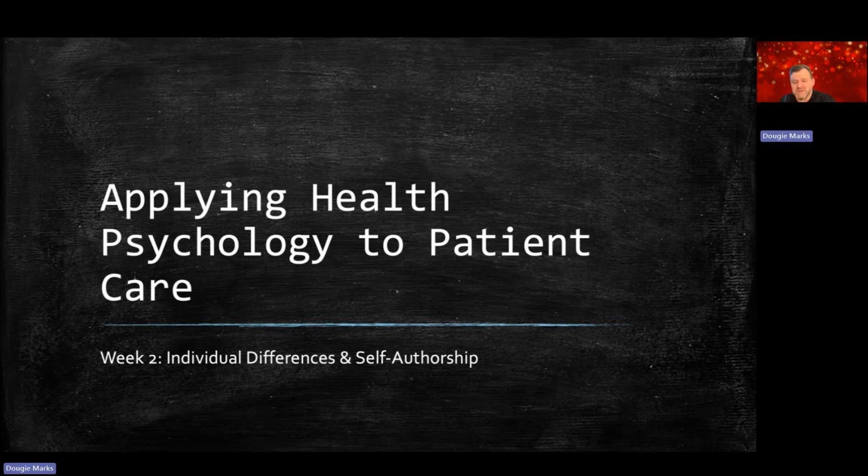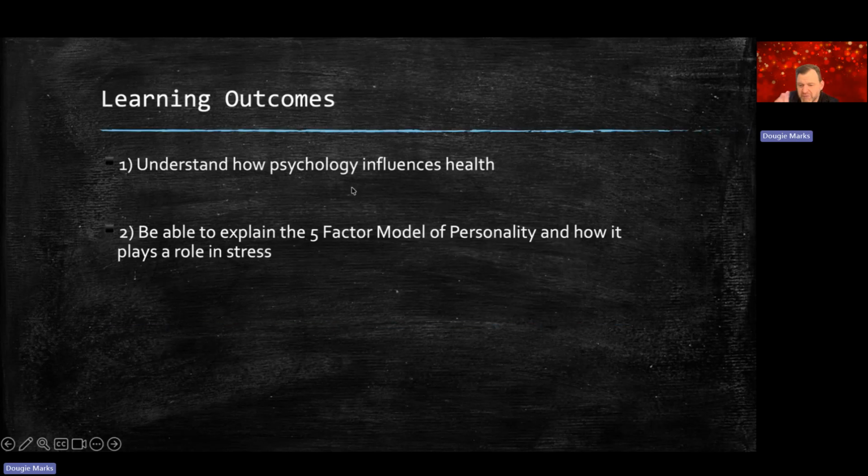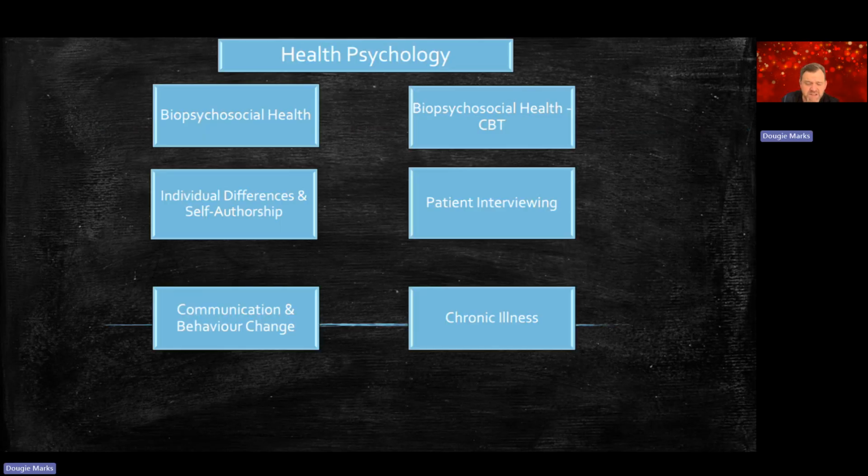What we're going to do today is talk a little bit about some of the stuff that you need to do before you come into class next week. We are going to look at individual differences and self-authorship, as it's called. We're going to look at some of the different ways that psychology can influence health, particularly using this thing called the five-factor model of personality. Okay, so this is the stuff that we know is going to be in this module. This is what we're talking about so far.